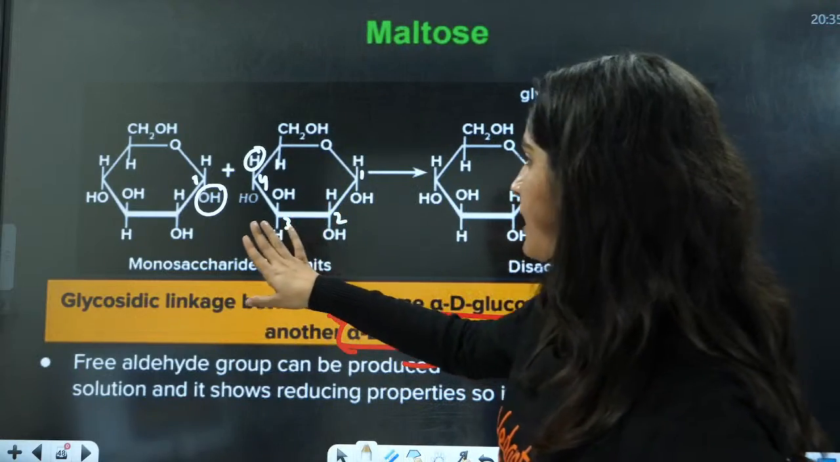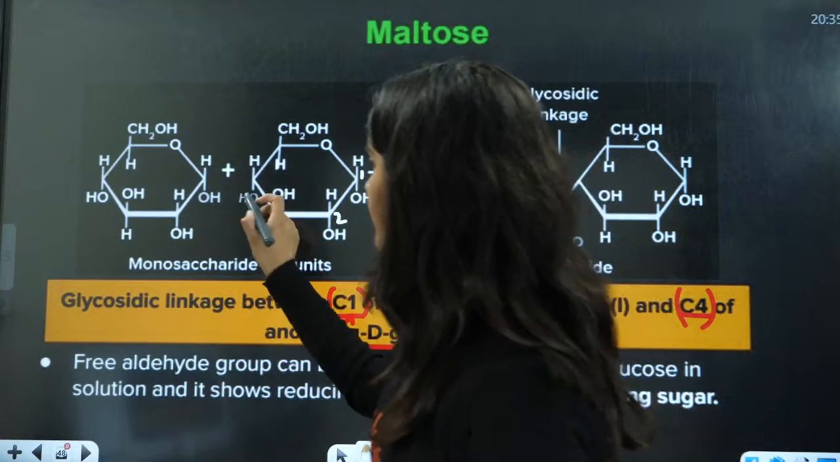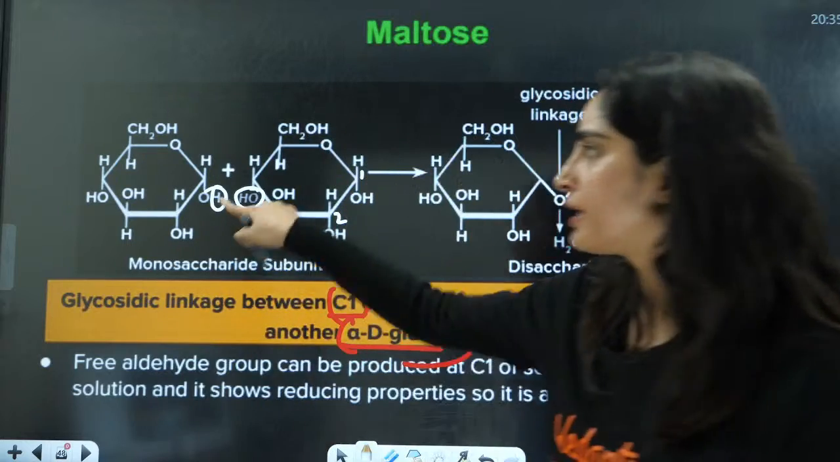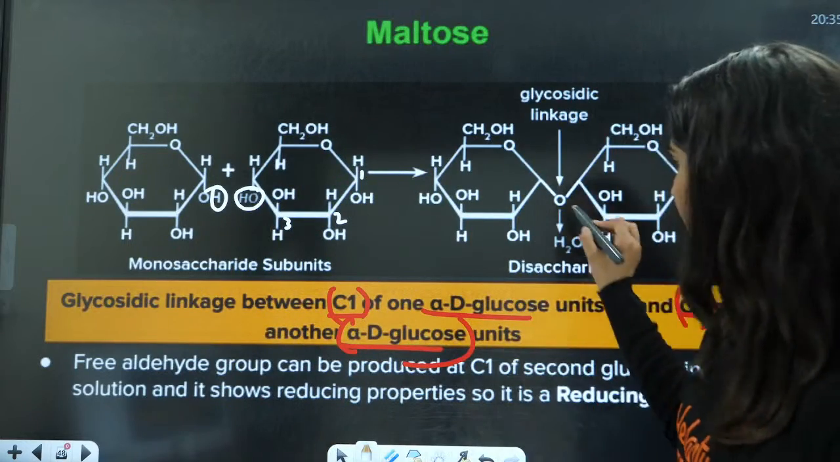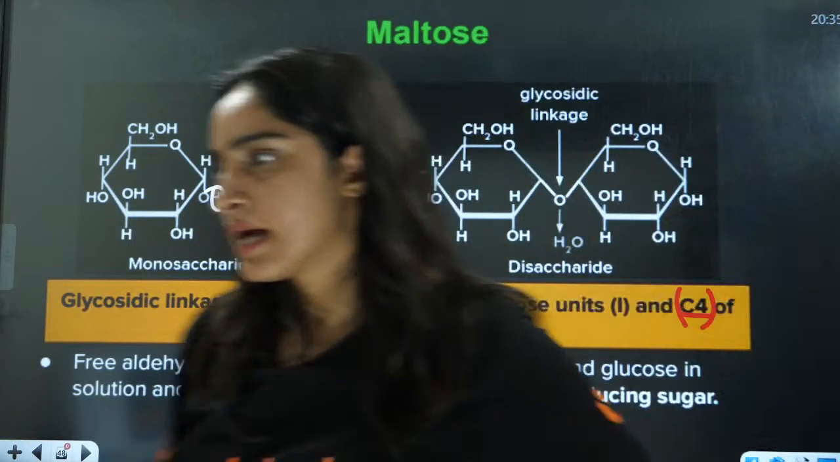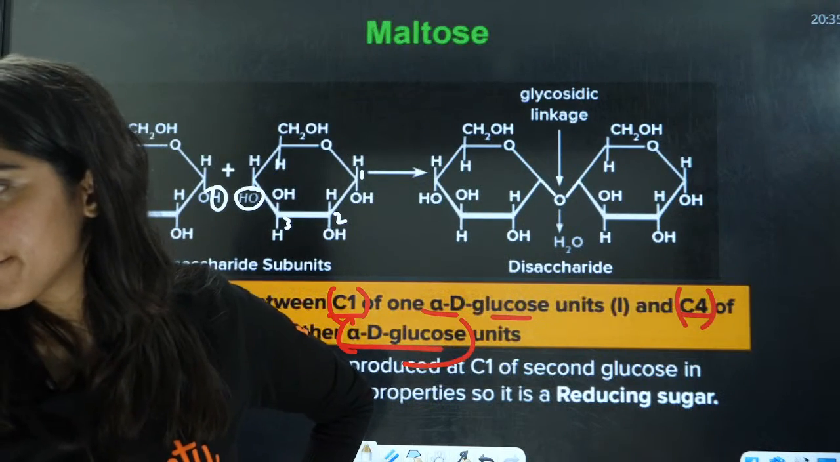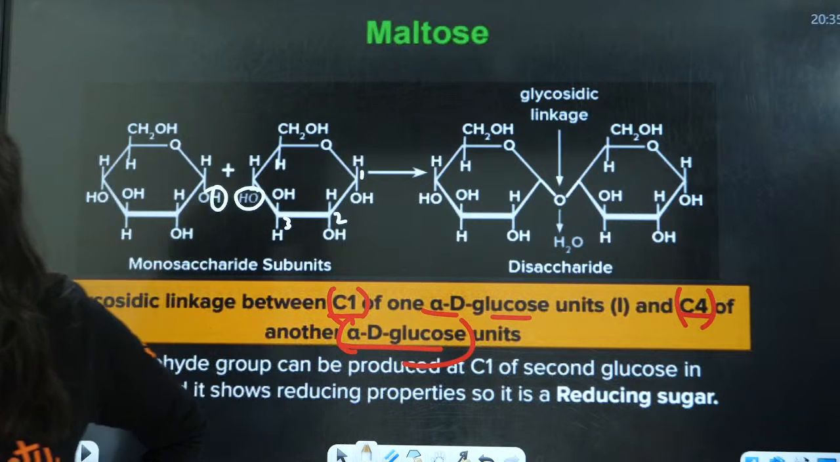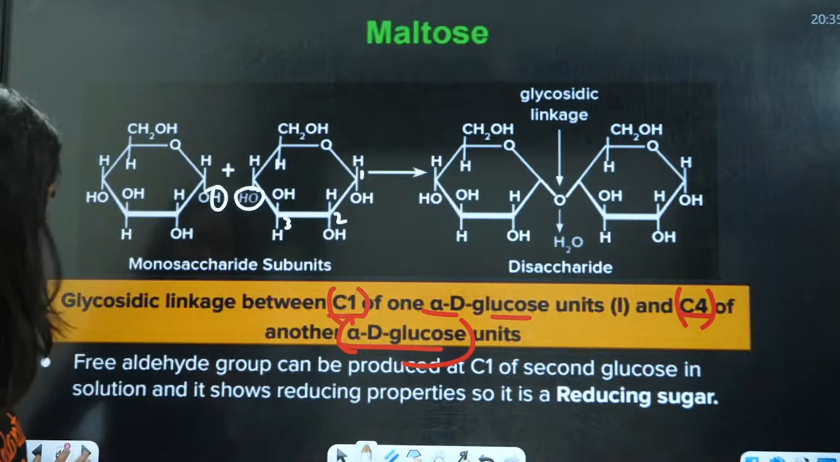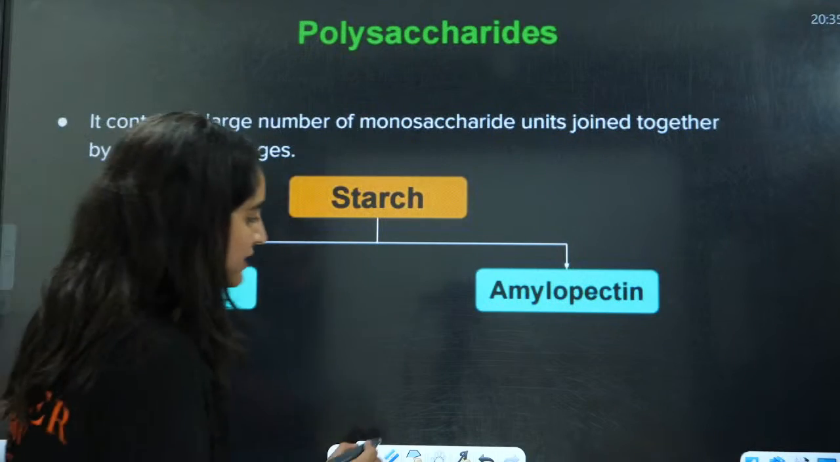The water is eliminated like this, OH of this and H of this. Then you have a new oxygen linkage here, that is shown this side. Okay, that is glycosidic linkage. Right? Okay. Next we have polysaccharides.